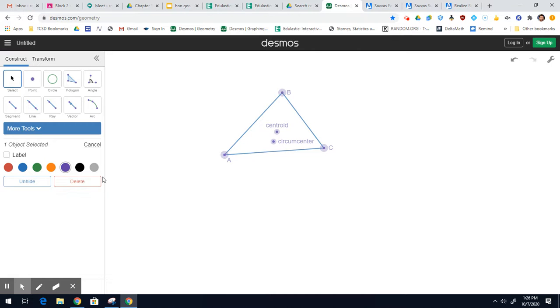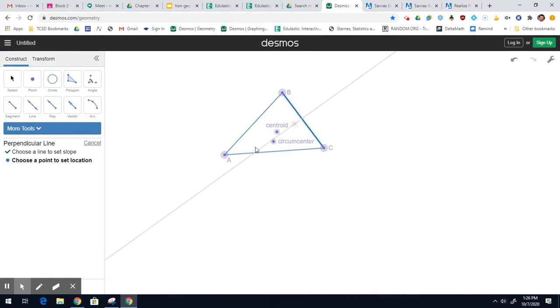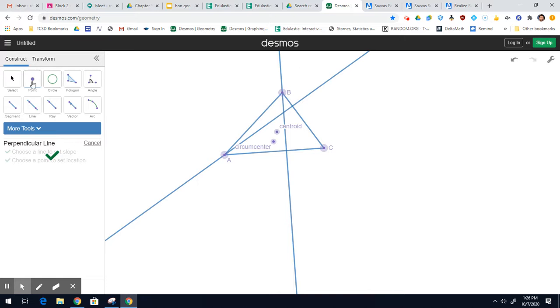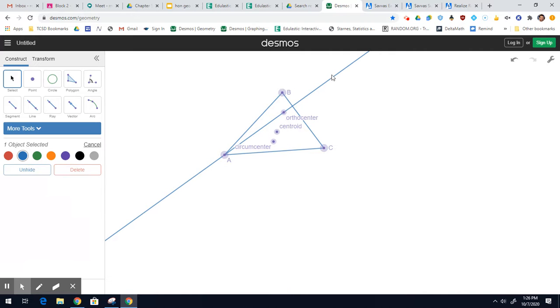And now we need the orthocenter, and the orthocenter is the perpendiculars. So just more tools, perpendicular. Let's do the perpendicular to BC through A, and the perpendicular to AC through B. And there we go. Put a point where they meet. That is going to be the orthocenter. We'll go ahead and hide the perpendiculars that made the orthocenter.